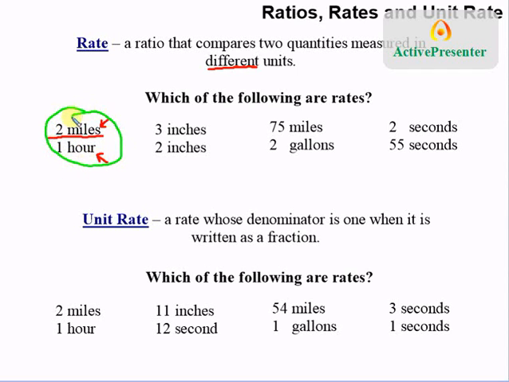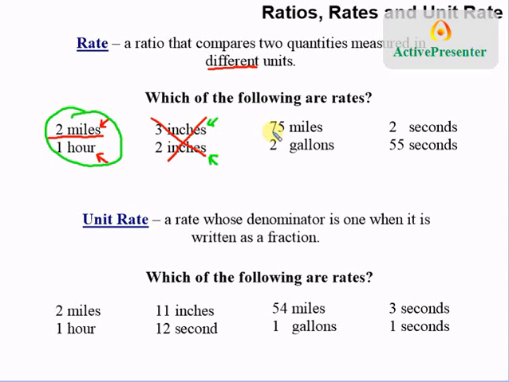How about the next one? 3 inches to 2 inches. Do these compare 2 different units? Well, inches is one kind of unit, and wait, inches is the same kind of unit. So that is not a rate. So we don't have a rate there. In that case, we have just a ratio. It's not comparing 2 different kinds of units.